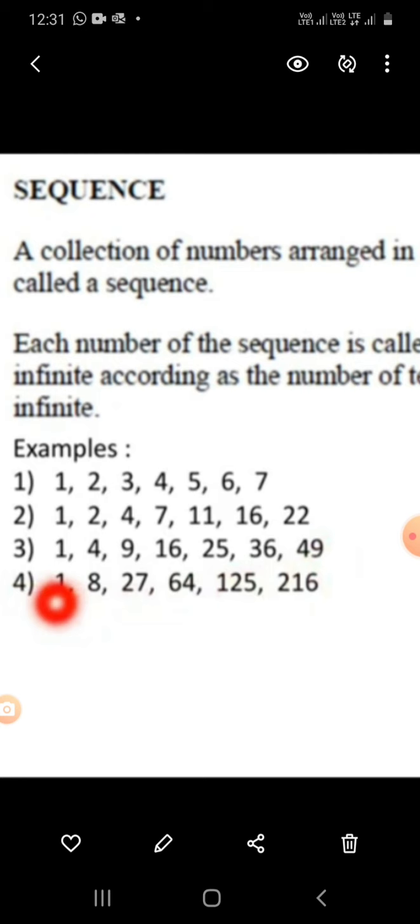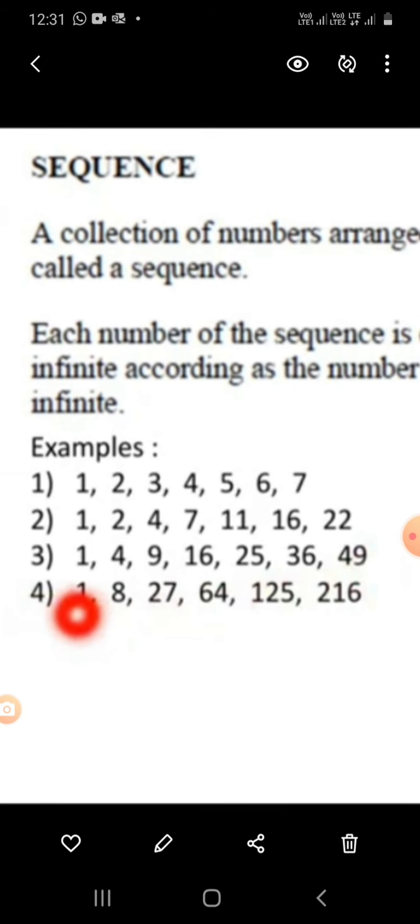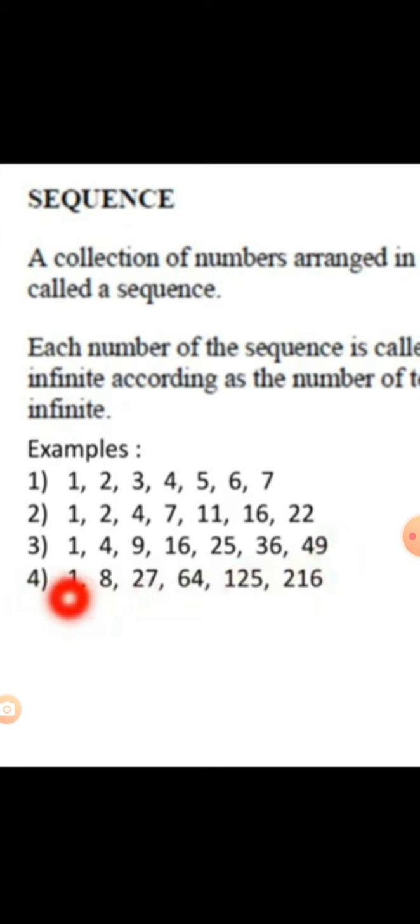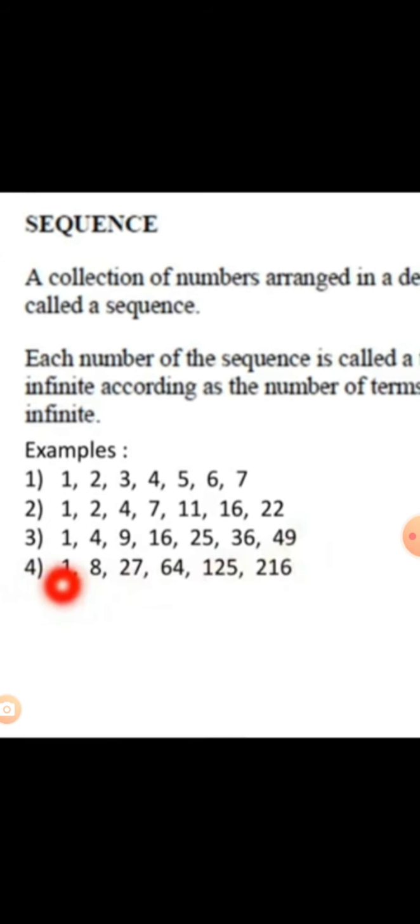Let me take another example. Can you see the second example? 1, 2, 4, 7, 11, 16, 22. What kind of rule is applied here? Yes, I will tell you. Add 1 to the first number, we get the second number 2. Add the second number to the second number, 2 plus 2, we get the third number. Add the fourth number to the fourth number, we get the fifth number. The process continues.